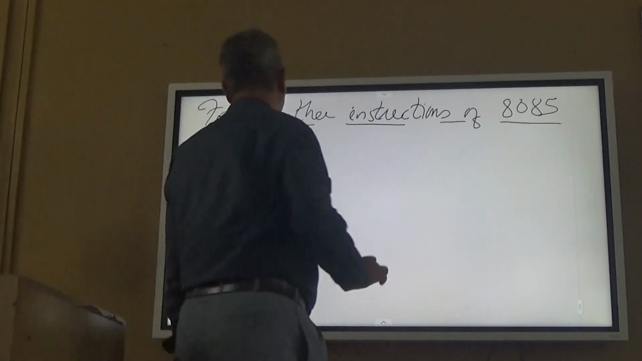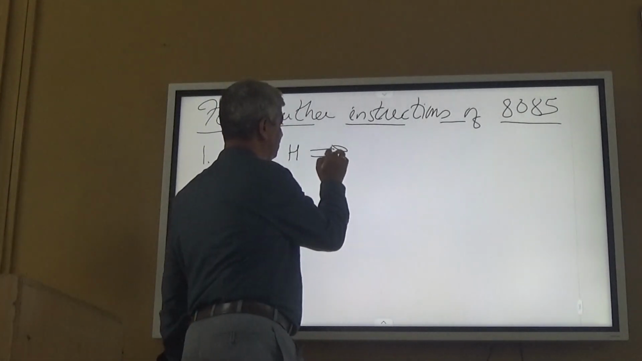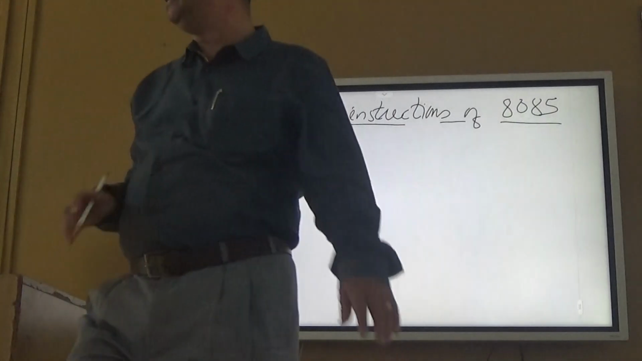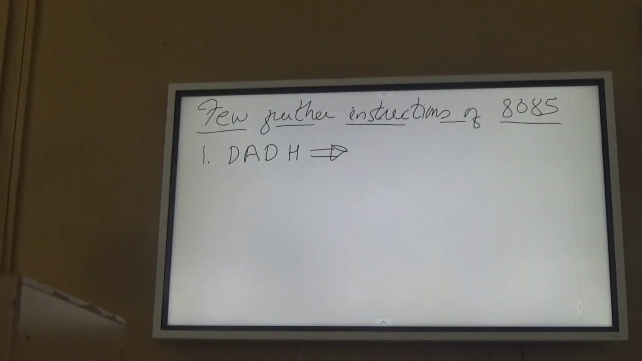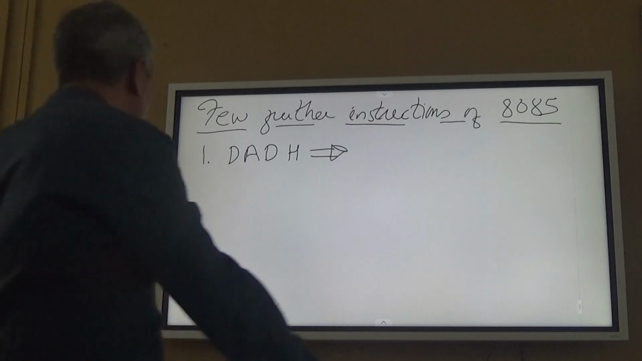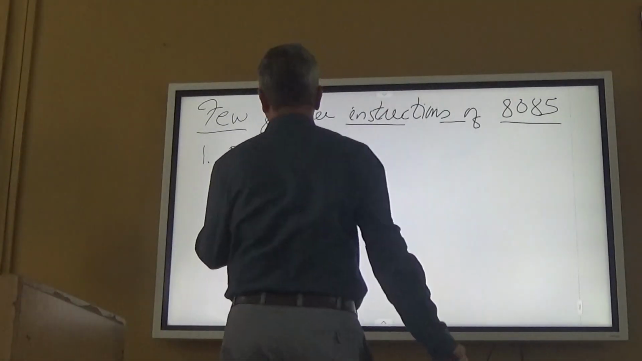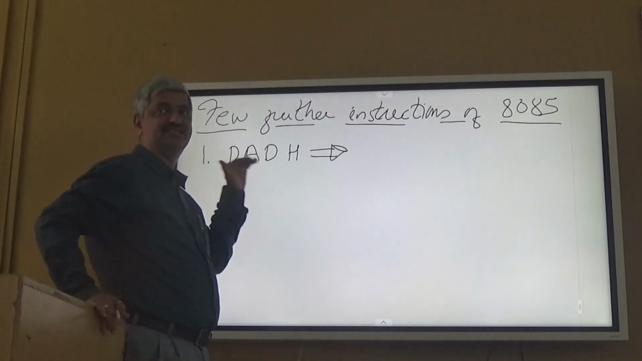So the next is DAD H. We had already discussed this instruction. DAD H is a 16-bit addition instruction provided specifically for 8085 to perform the task of 16-bit addition at once. So this is double addition.